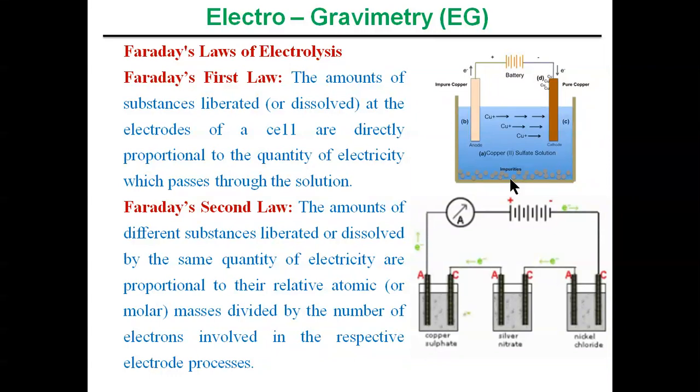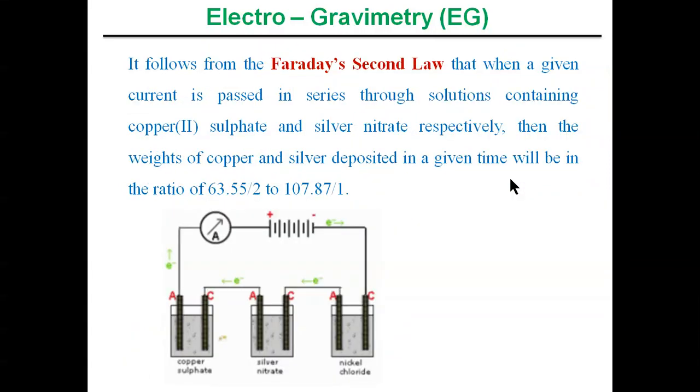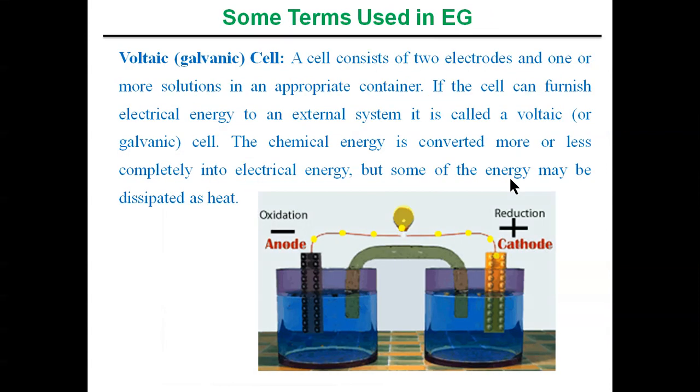The second is the second law of electrolysis, Faraday's second law. Here we have a series of solutions, and we pass the electric current through all of them. The amount of substance liberated or deposited at the electrodes is directly proportional to its atomic mass divided by the number of electrons involved in the electrode process. So this is Faraday's second law.